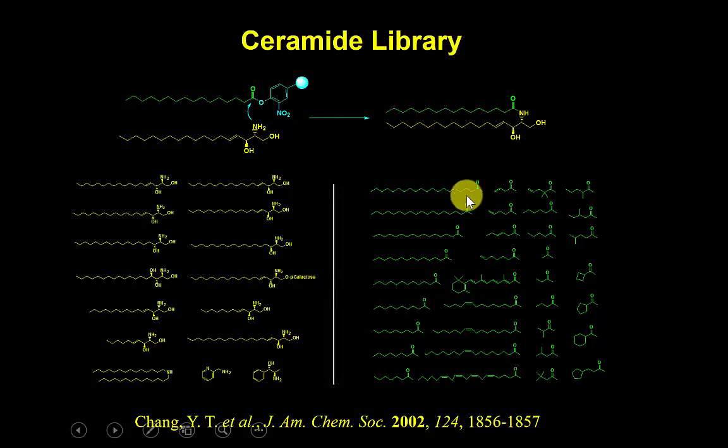One approach for this is utilizing this sphingosine as a starting material and isolating it on solid support, and then generate this ceramide library. You can load these acyl groups on the phenol resin. In this case, with this electron withdrawing group here, this is an activated ester. Then this amine group can attack here and generate this amide bond.